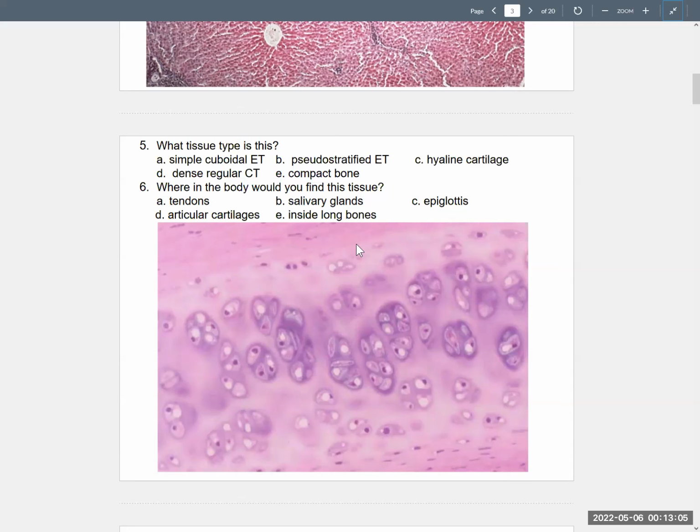Where would you find this cartilage now that we know it's cartilage? I would think tendons, but I think I'm wrong. It's not a tendon. Trachea would be correct, but it's not a possible answer. Is it articular cartilage? It's the articular cartilage, in other words, the ends of the bones, distal and proximal ends, to protect the bones.